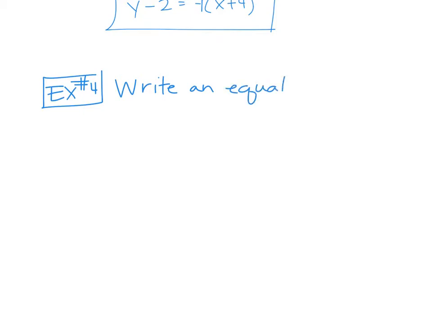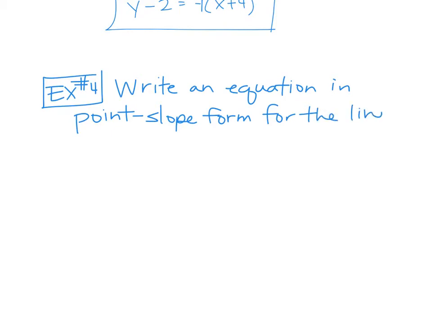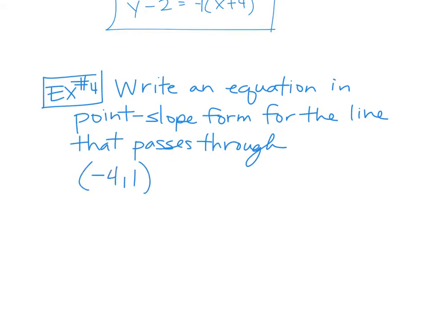Write an equation in point slope form for the line that passes through these 2 points, negative 4, 1 and 5, 3.